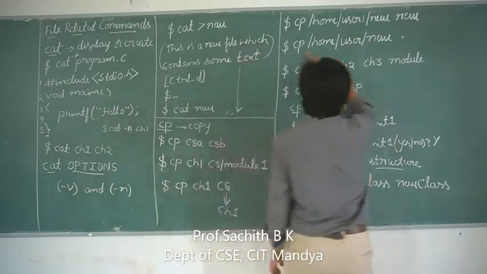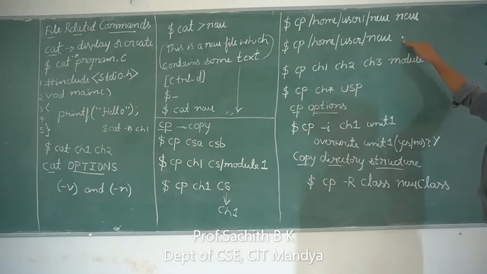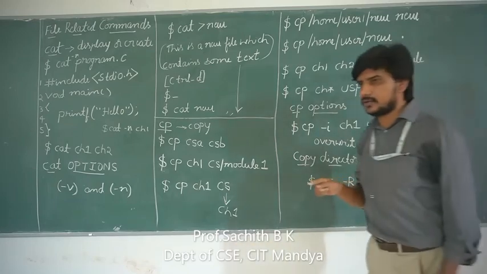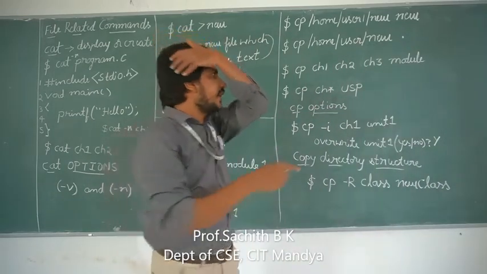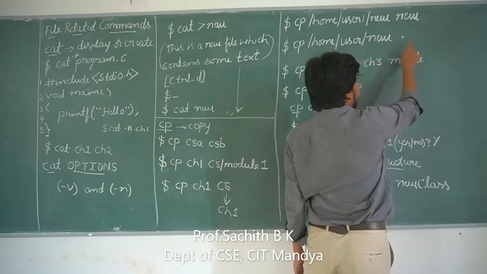So in this particular example, you are obtaining the file new, then you are obtaining the current directory. In order to obtain the current directory, the symbol you can use is dot. So you are copying this particular file, new, to the current directory.